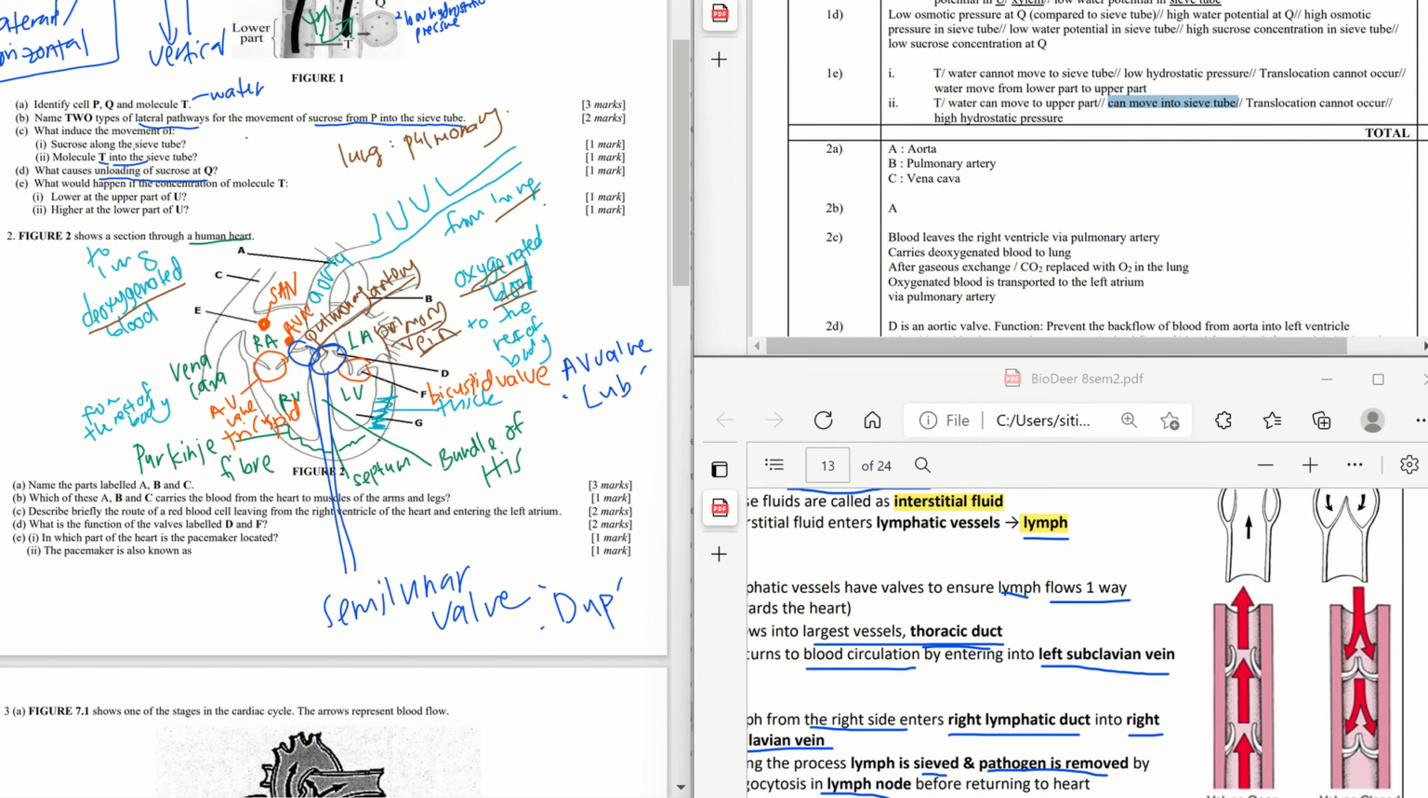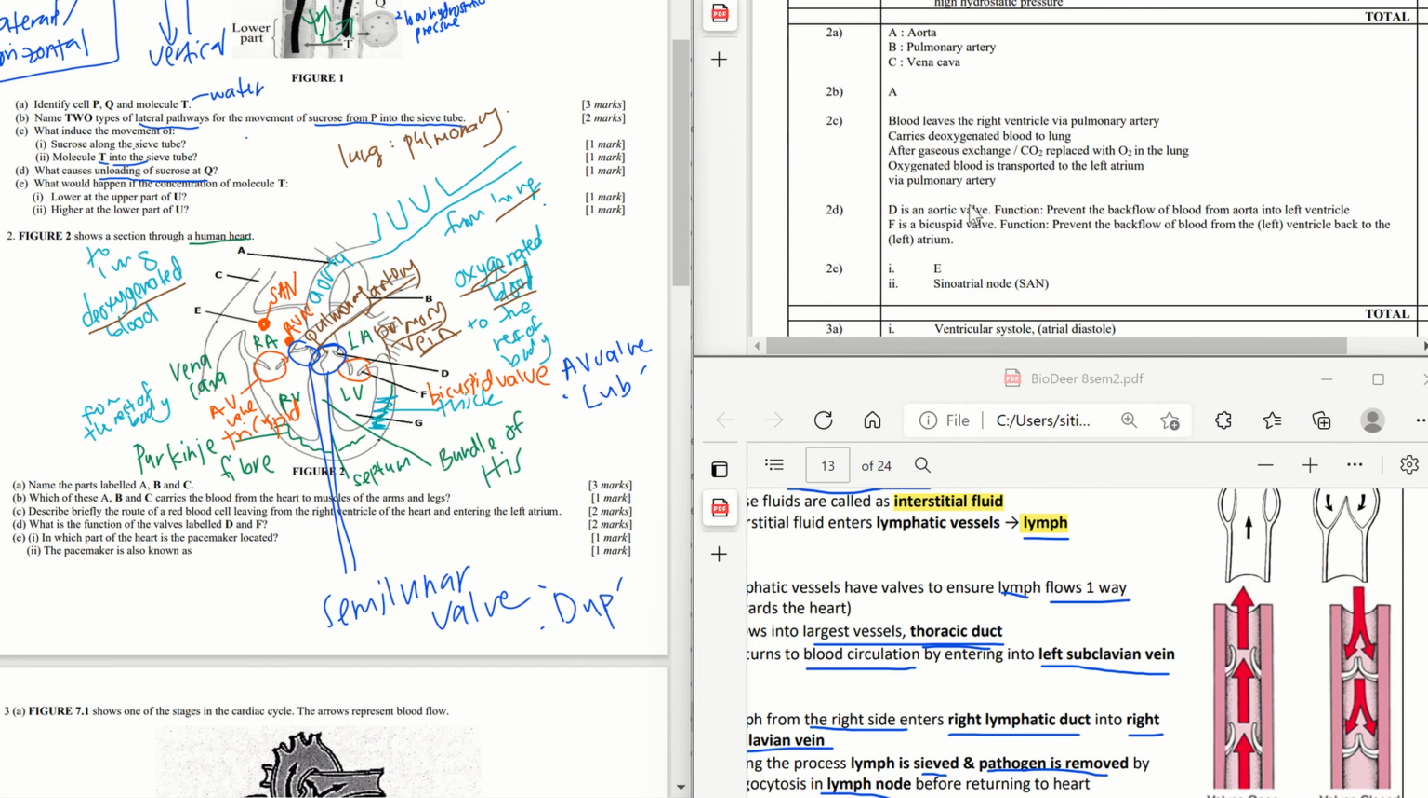Okay, ini connected dengan left ventricle ni. Okay, so what is the function of the valve labelled D and F? So D is the semilunar valve, F is the atrioventricular valve or bicuspid valve. Okay, so fungsi dia adalah function untuk prevent the backflow of blood from aorta into left ventricle. Okay, F punya function adalah untuk prevent backflow of blood from left ventricle back to left atrium.